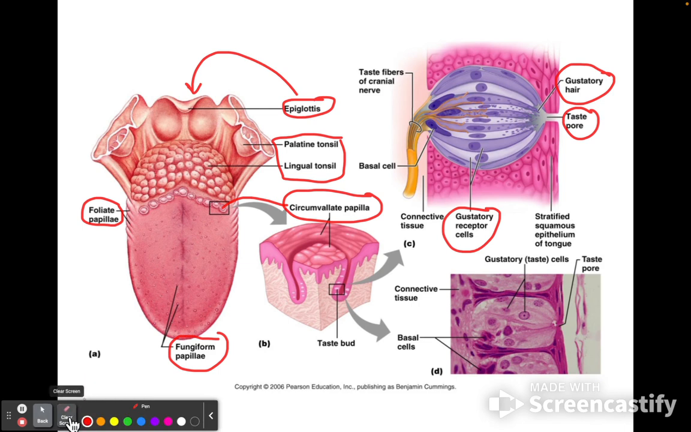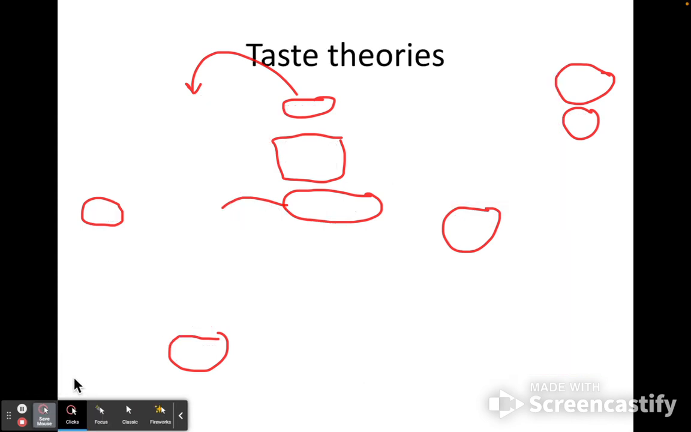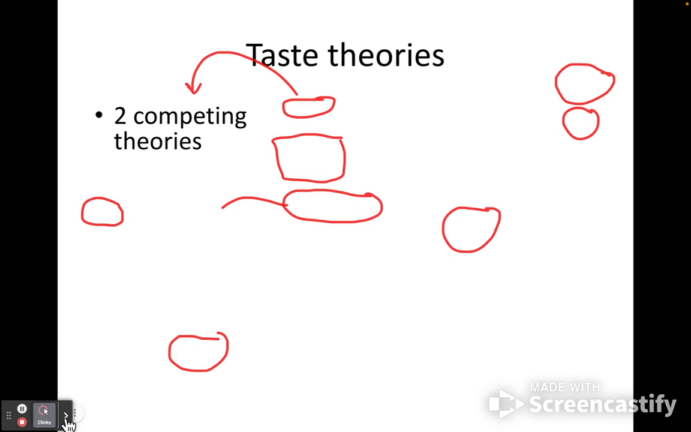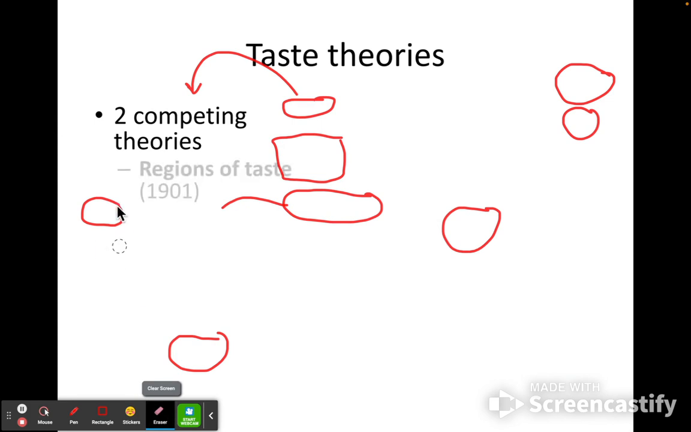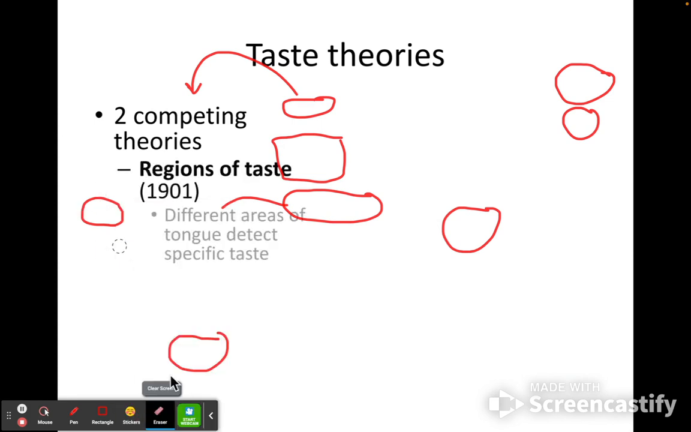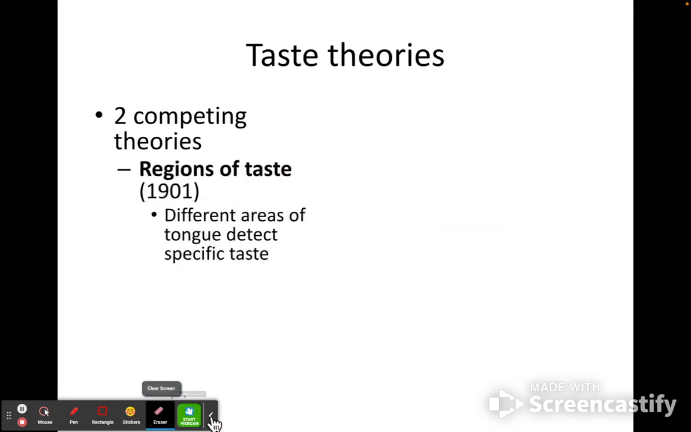All right, let's go see if I can figure out how to make this go back to a mouse. There we go. Okay, oh no, look at this. It's going to make me erase. So let's go to that eraser and clear the whole screen. My goodness.